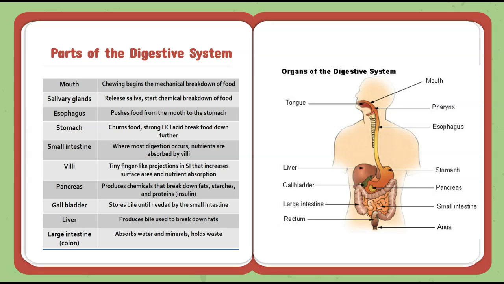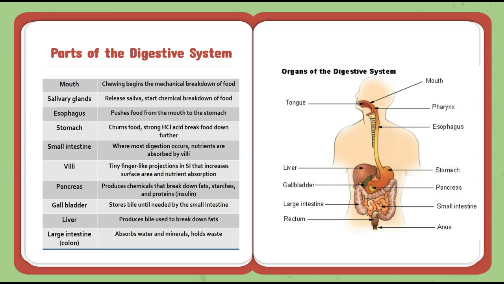Then there's the pancreas, which produces chemicals that break down fats within our food, and starches and proteins. This is where insulin is produced. If you don't know what insulin is, it's what helps to break down and process sugars within our body. And so someone who is diabetic has a pancreas that is not properly functioning and not producing the insulin needed for them to break down the food.